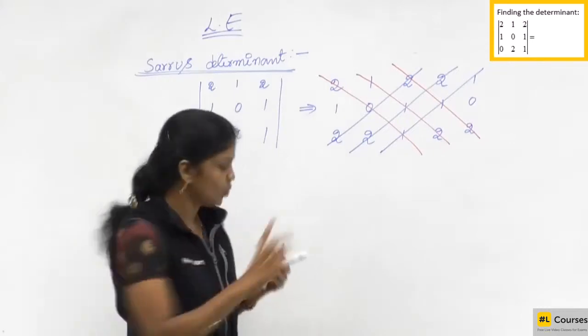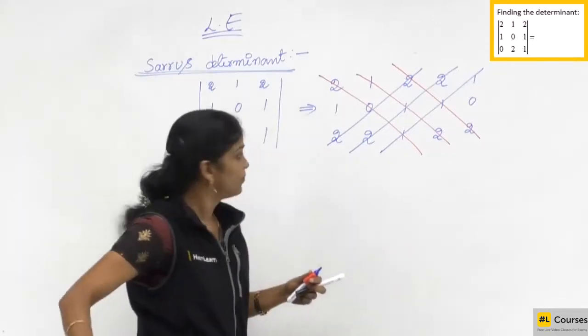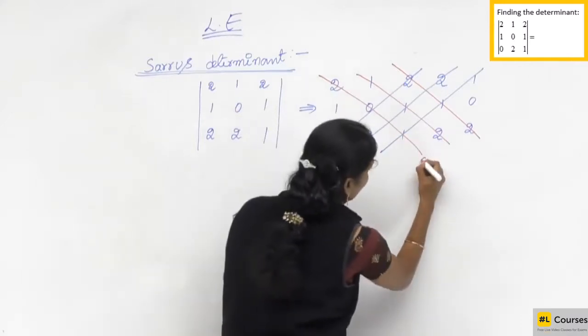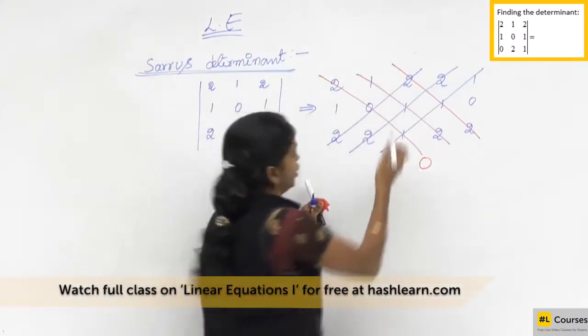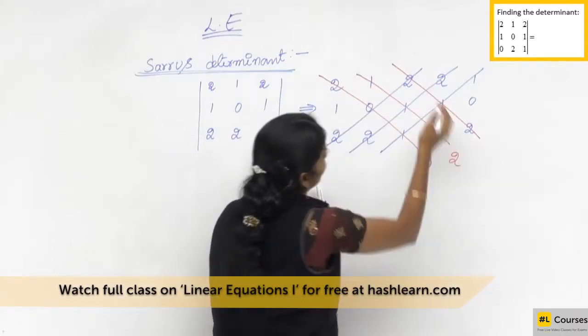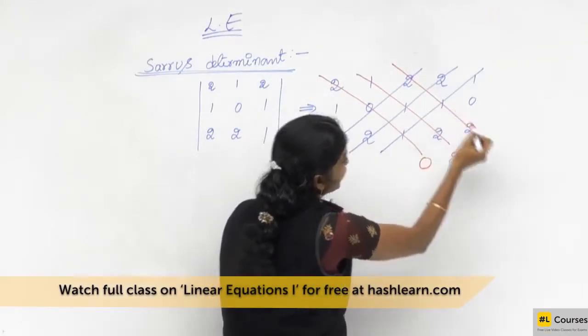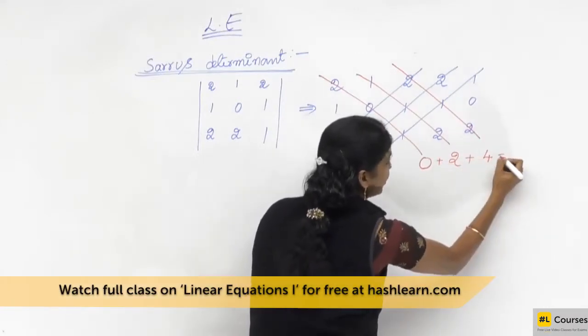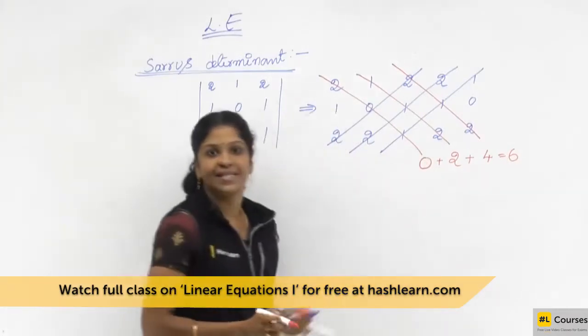I will tell you. First you just multiply and write. 2 into 0, 0, 0 into 1, here I will get 0. Okay. 1 into 1, 1, 1 into 2, 2. 2 into 1, 2, 2 into 2, it is 4. Now you just add everything. This side I will get 6.